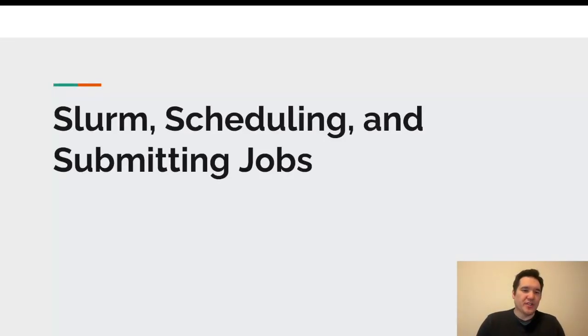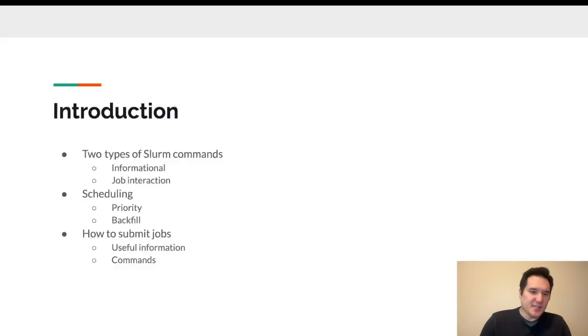So in this lesson, we're going to talk about Slurm, scheduling jobs, and submitting jobs. By way of introduction, I'm going to go over the two main types of Slurm commands: the informational commands that get you information about the cluster and the state of the queue, and the job interaction commands, how to submit jobs and cancel jobs, things like that.